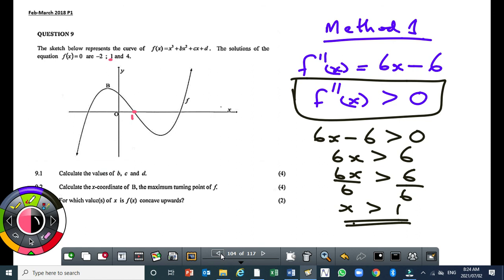Are you following that? At the back, are you following? All right.